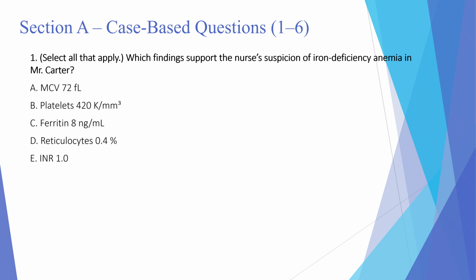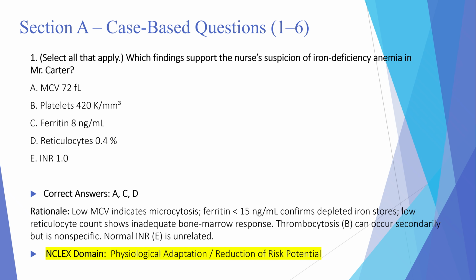So, okay, select all that apply. Which findings support the nurse's suspicion for iron deficiency anemia in our patient? MCV 72, platelets, ferritin, reticulocytes, or INR. So it's select all that apply. So it's A, C, and D: the MCV, the ferritin, and reticulocytes.